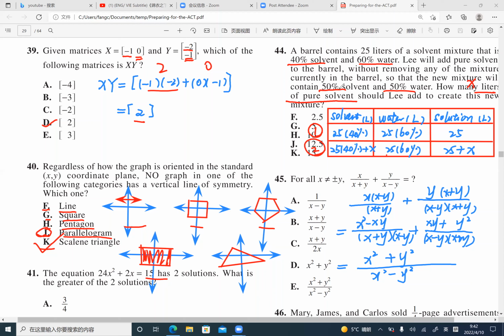According to the given information, the new mixture will contain 50% solvent and 50% water, which means the amount of solvent equals the amount of water. So 25 times 40%, which is 0.4, plus X. This is the amount of solvent in the new mixture. It should be equal to the amount of water in the new mixture, which is 25 times 60%, which is 0.6.